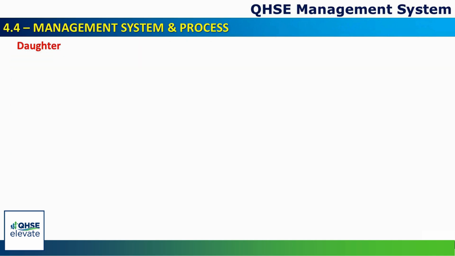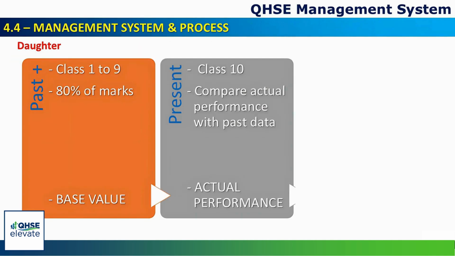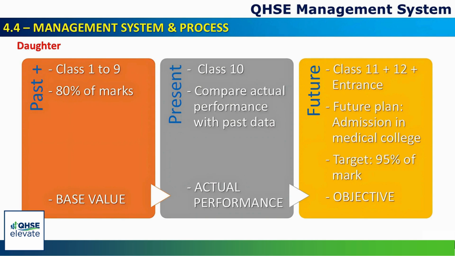In this slide, you can see the past, present, and future. My daughter has completed 1st through 9th grade in the past. My daughter is currently studying in 10th grade. My daughter will study in 11th and 12th grade in the future. If I look at her past report cards, I see that my daughter can easily and consistently achieve 80% marks. Therefore, 80% is set as the base value that my daughter can easily achieve.